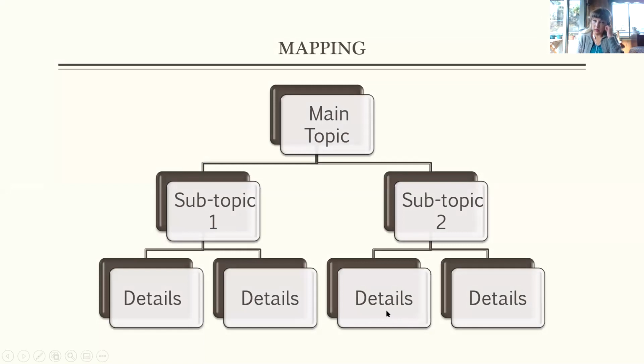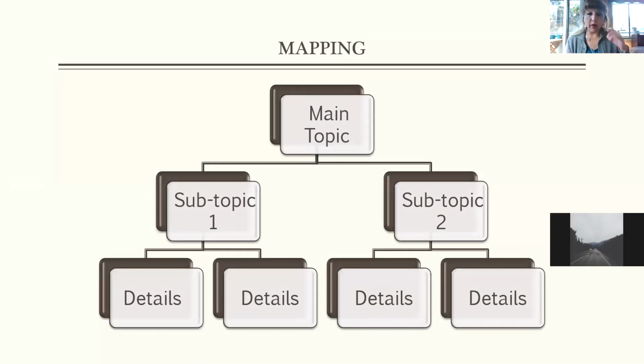This is mapping. First, you have to identify a topic, and that's what I asked you before, to get familiar with a topic, something that is happening today, so you can have enough material to start working. The main topic, what is it about? What is the idea that I want to start writing about? That idea, we're going to be working with subtopics.